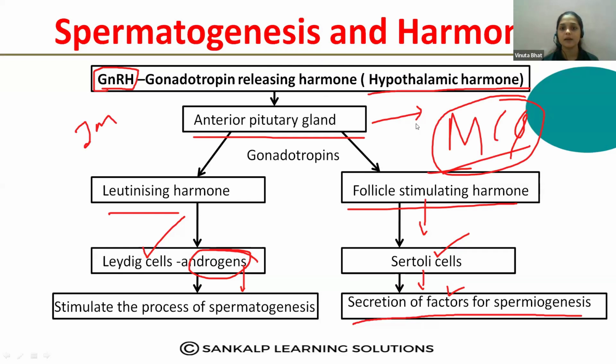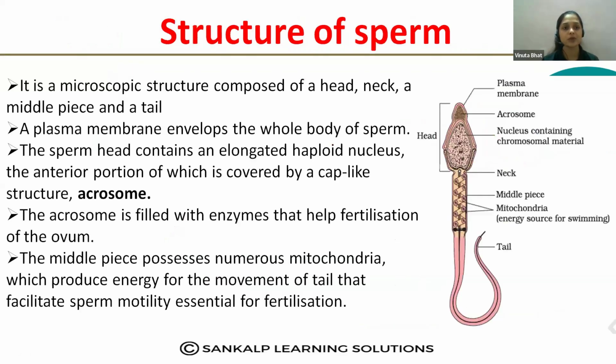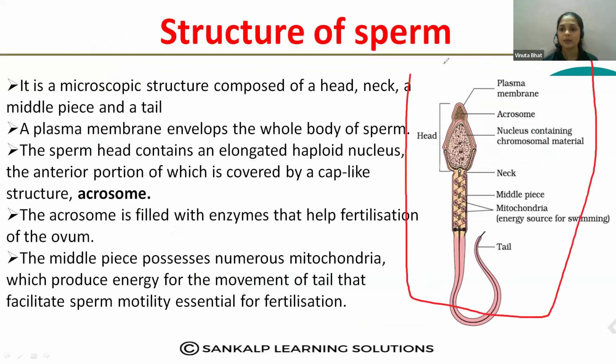Then, the structure of the sperm. Already we know how the sperms are released from the seminiferous tubules through the process of spermatogenesis. After spermatogenesis, we need to study the sperm structure. This diagram can be asked for a 5 mark, 4 mark or 3 mark question. The diagram is very important for your board exam. Practice this diagram with labels.